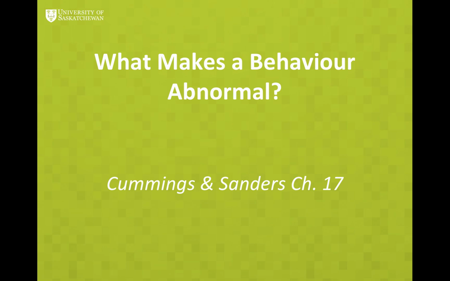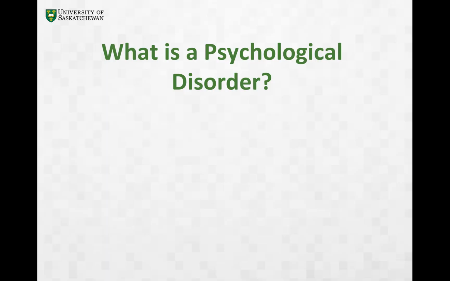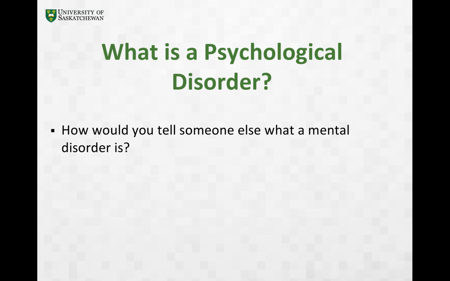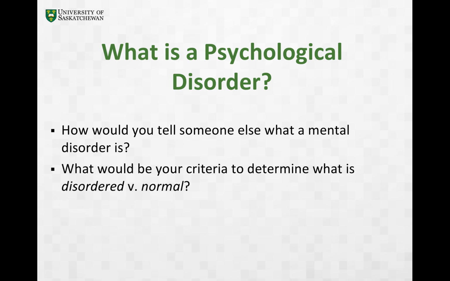The big question in psychology, and probably for most of us, is what actually makes a behavior abnormal? Well, part of this is then considering the role of what is a psychological disorder? How do we know if something is actually out of the norm? How do we tell what a mental disorder is? How do we describe that to someone? What would be our criteria for determining what is disordered versus normal?